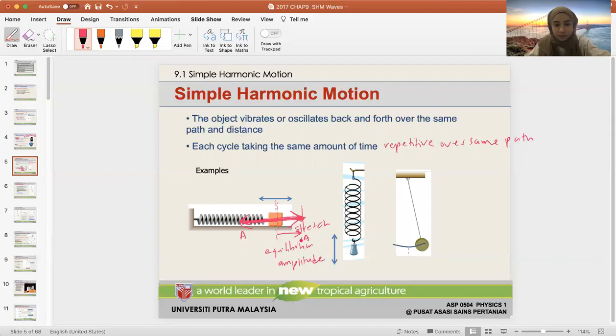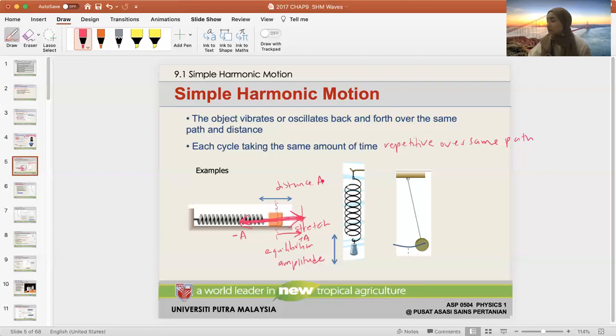Okay, so this is positive A, this is negative A. Again, I'm going to repeat myself. When I stretch it, I displace the spring from the equilibrium by a distance A. This distance A is called amplitude.